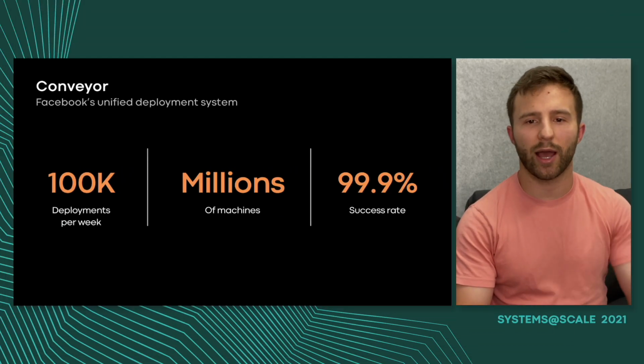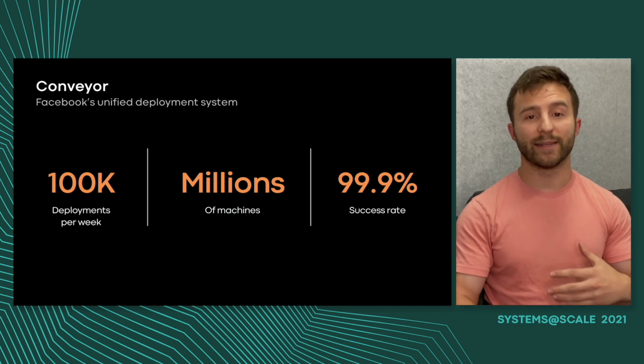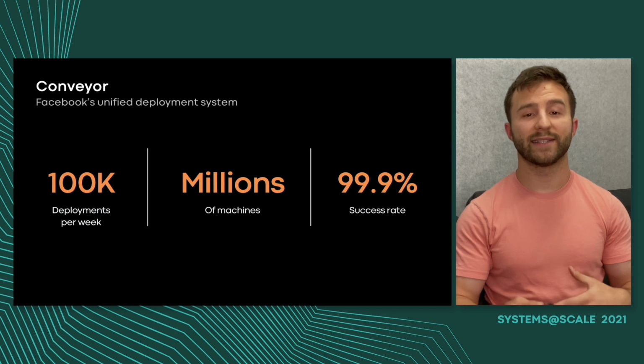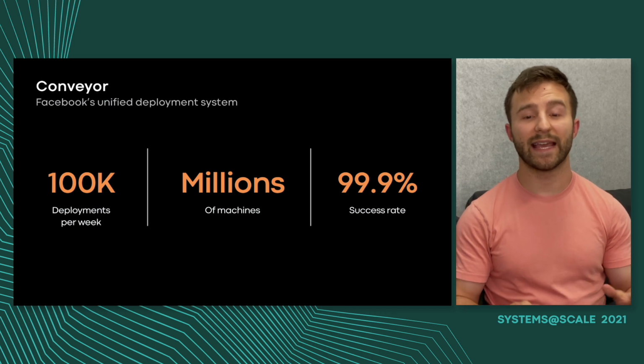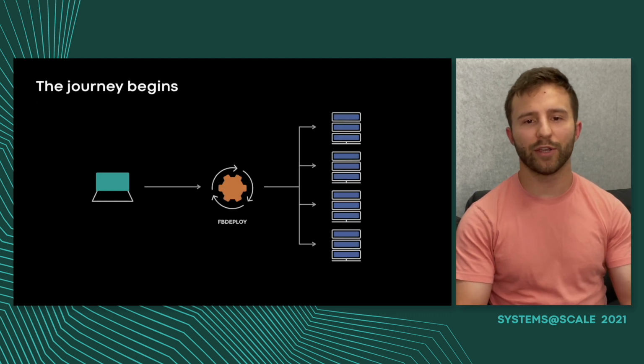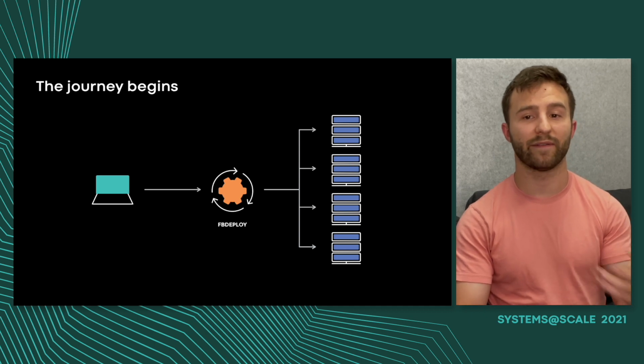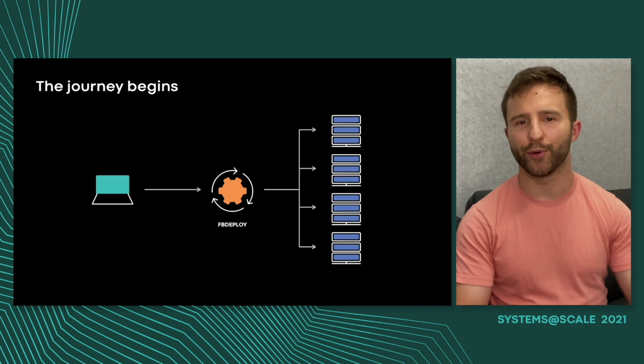And in today's talk, I'm excited to share with you the evolution of Conveyor and how it evolved from a simple Python tool to a robust system comprised of Rust microservices capable of operating at Facebook scale. But before I can do that, we need to take a trip back in time. The year is 2014, and you're the technical lead of a small backend team at Facebook. How do you deploy your code?